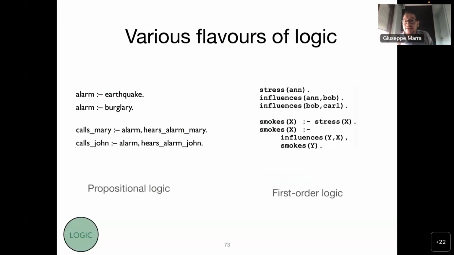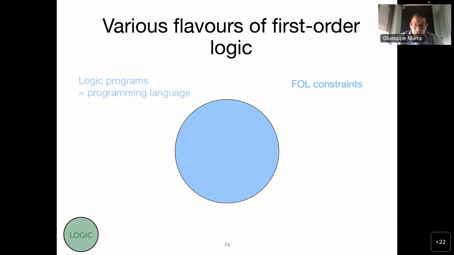Now, actually, first order logic can be seen both in the logic programming setting, where you have propositional or first order logic programs, but also in constraints, where you can have propositional constraints or first order logic constraints. Their expressivity is pretty much the same. There are some small differences, but they are very tiny details. In general, they are the most expressive frameworks.